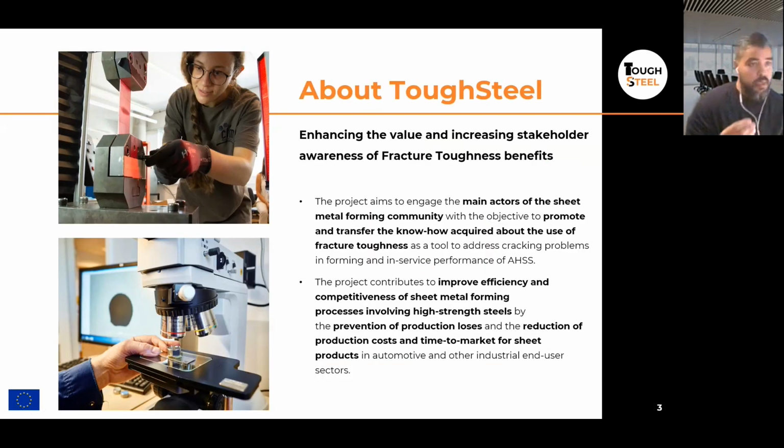Now, seeing this, what is the main objective of ToughSteel? As I said in the beginning, this is a dissemination project. So the main objective is to spread the word among the sheet metal industry sector about the benefits of implementing this new fracture criteria based on fracture mechanics, or this new fracture toughness approach, as a tool to address or to better understand these cracking problems, which can be seen in advanced high-strength steels, which are, for example, regularly observed during forming or during service life. These are problems related to fracture or cracking with this kind of high-strength or high-performance sheet materials.